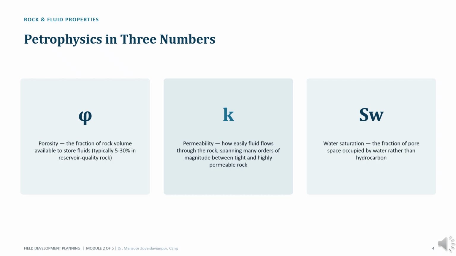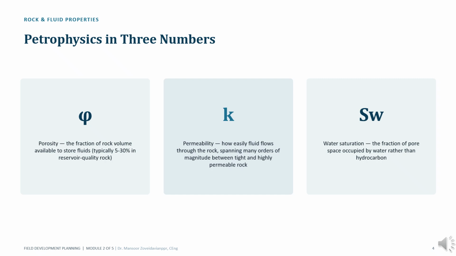The second is permeability, represented by K. Permeability measures how easily fluids can move through the rock. Two reservoirs may contain similar volumes of hydrocarbons, but the reservoir with higher permeability will generally produce more easily.